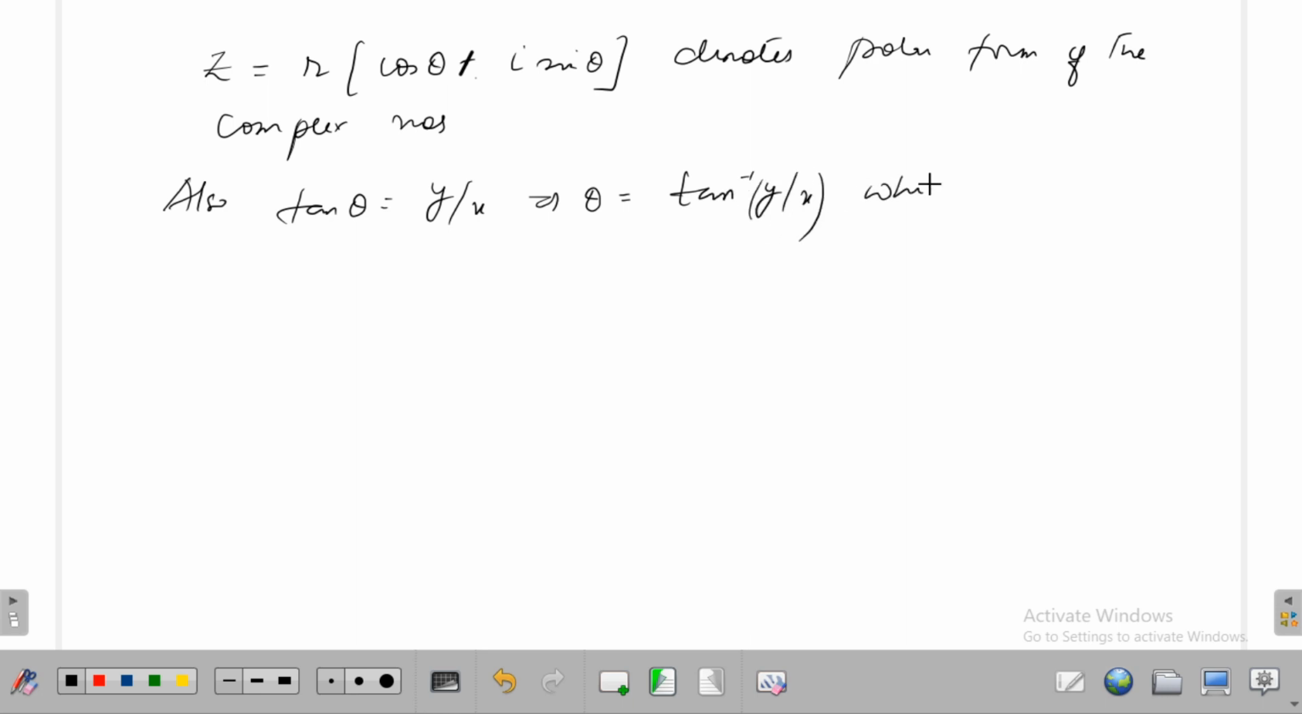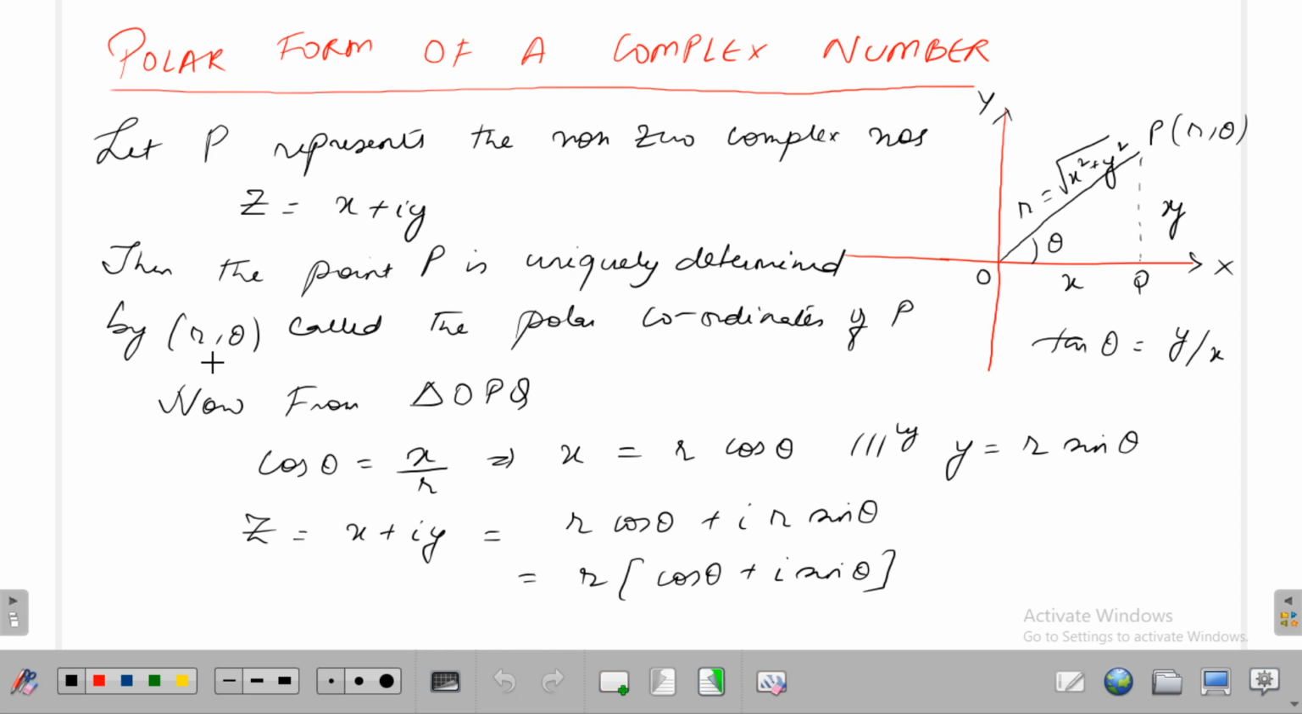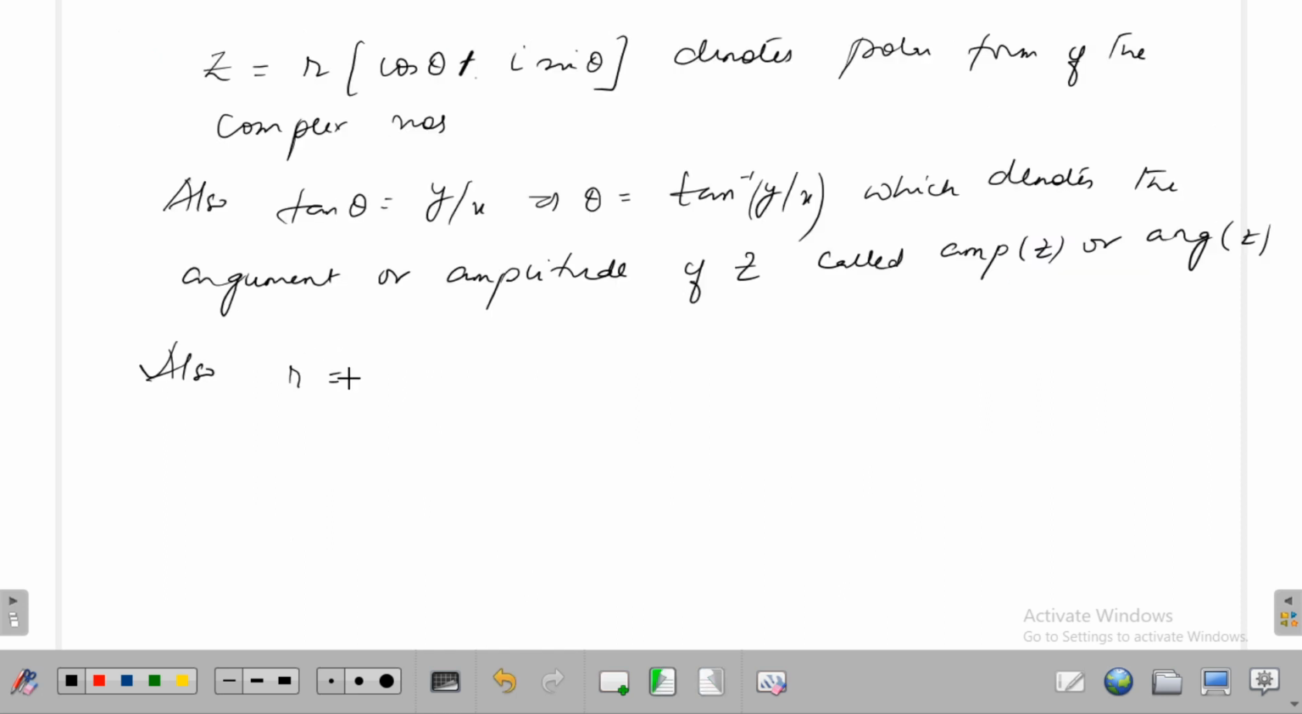Which denotes the argument or amplitude of z, called amp of z or arg of z. Amp means amplitude of z and arg means argument of z. So that's all about theta. Also, from the diagram, r is equal to the square root of x squared plus y squared, which denotes the modulus of z.